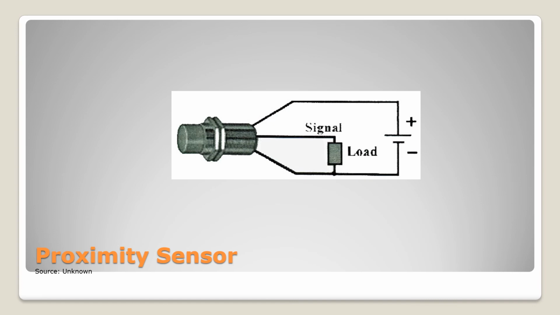Another type of switch, this one's a little different. This one doesn't have moving parts. This is a proximity sensor. So instead of actually touching it, it uses some electronics to measure the proximity of a substance. So most typically, it's going to measure the proximity of some sort of metal device.